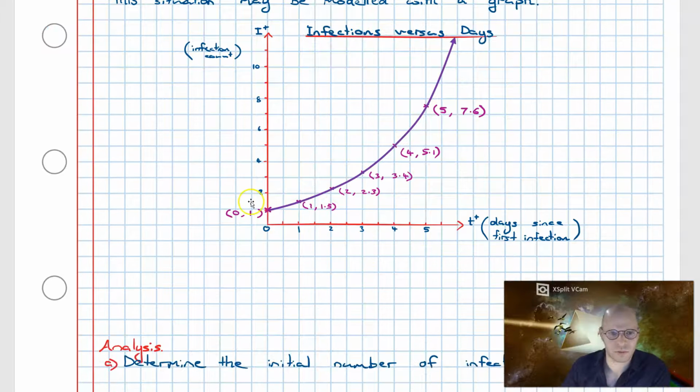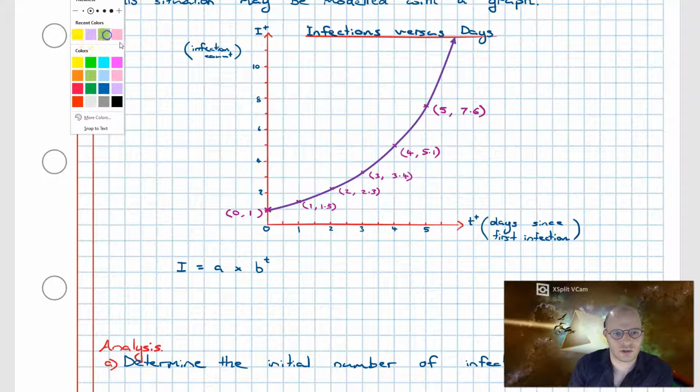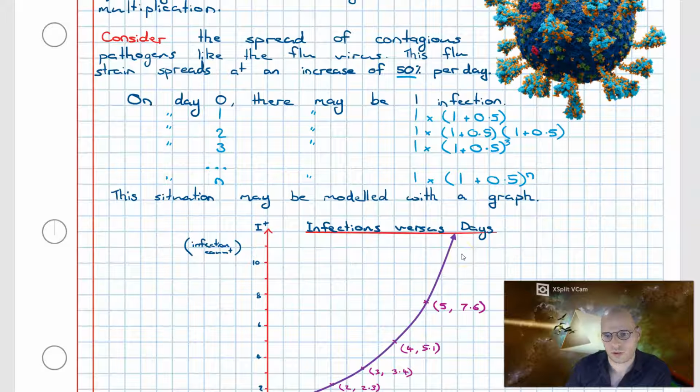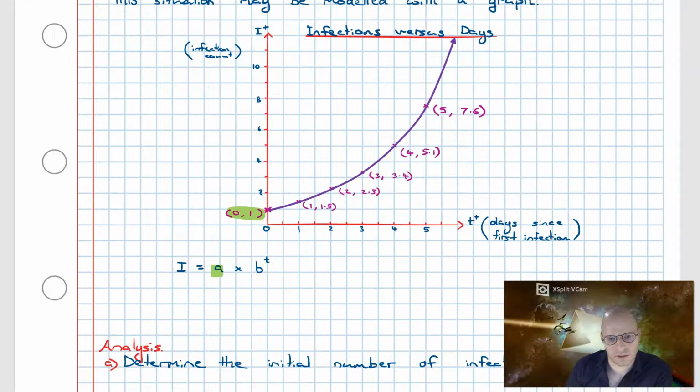Alright, now the way in which we can build a mathematical model is that we know we're going to get I equals A multiplied by B to the power of, in this case, T, because we're working with I and T. Now the way in which we're going to deduce the value for A is we can either look at this value over here, or we can look at this value over here. Thus our value of A is going to be 1.